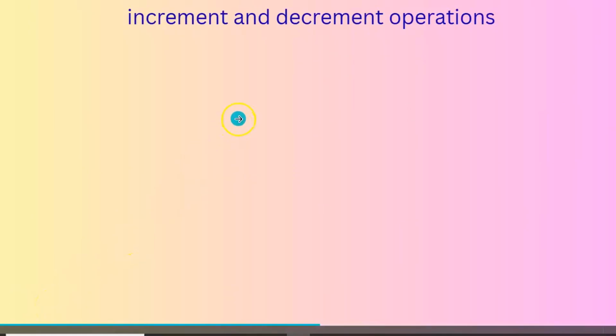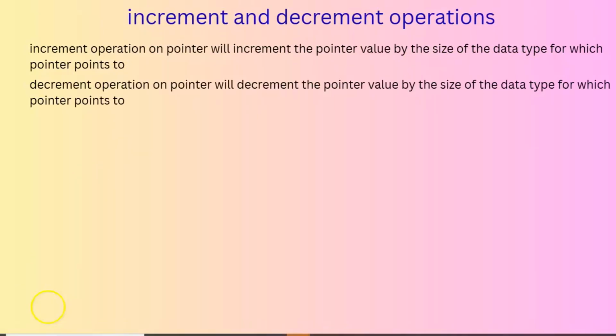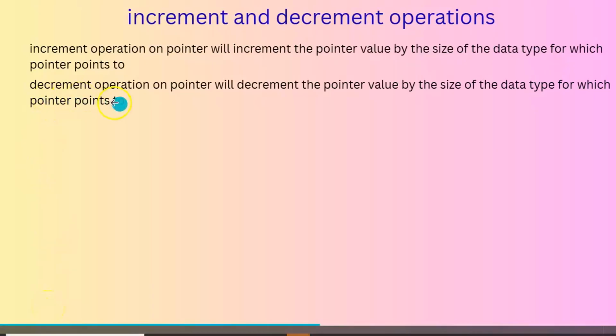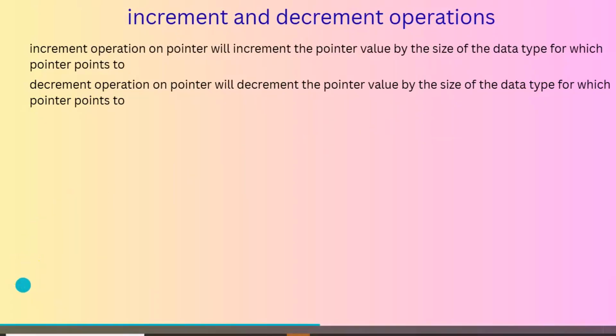Let us try to understand increment and decrement operations in pointers. The increment operation on a pointer will increment the pointer value by the size of the data type the pointer points to. Similarly, the decrement operation on a pointer will decrement the pointer value by the size of the data type the pointer points to. Now you may have a doubt: how to know the size of the data type in C language? There is an operator called sizeof. I'll show you a simple example.